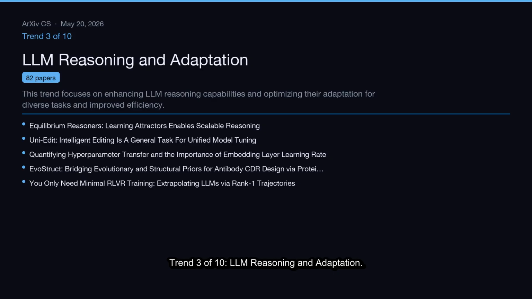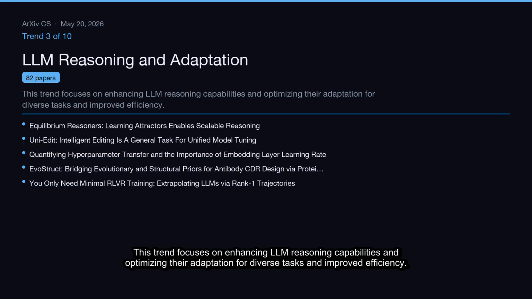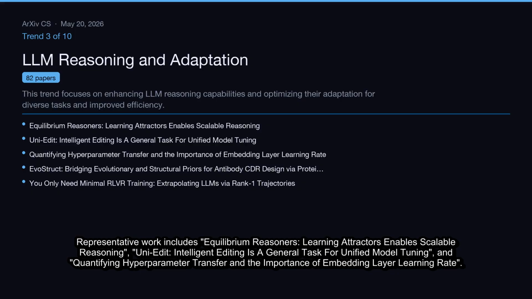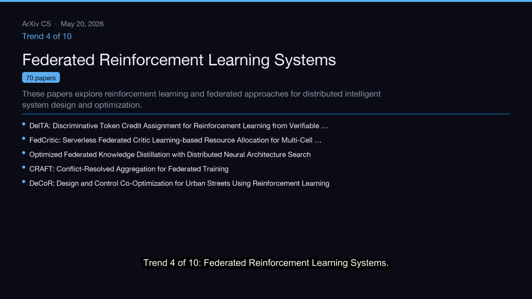Trend 3 of 10, LLM Reasoning and Adaptation. This trend focuses on enhancing LLM reasoning capabilities and optimizing their adaptation for diverse tasks and improved efficiency. This cluster covers 82 papers. Representative work includes Equilibrium Reasoners, learning attractors enables scalable reasoning, UniEdit, intelligent editing is a general task for unified model tuning, and quantifying hyperparameter transfer and the importance of embedding layer learning rate.